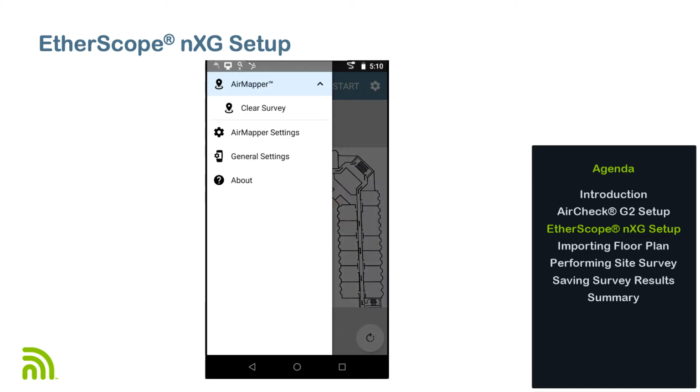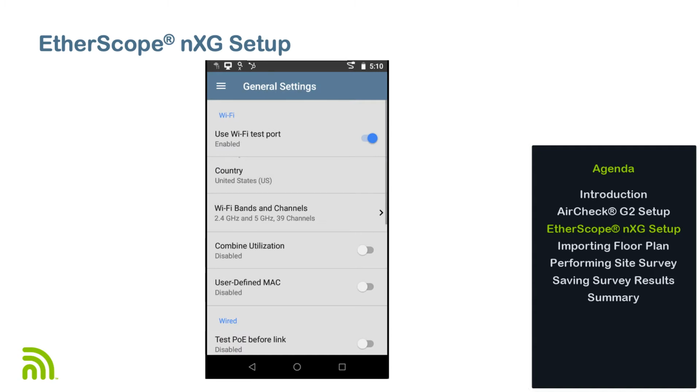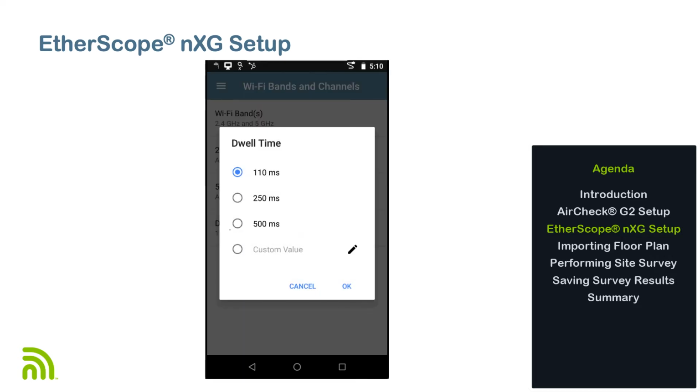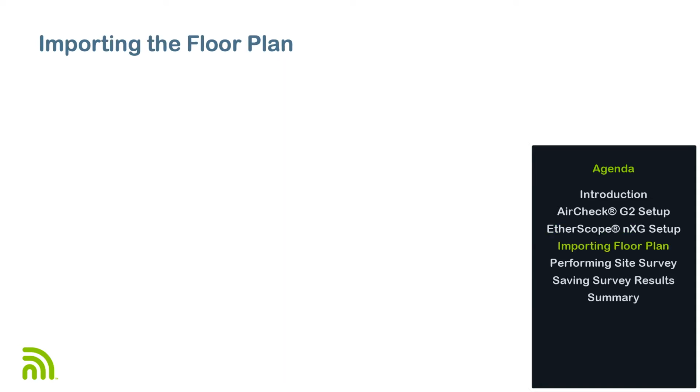I'll start by tapping on the menu icon. Then I'll go to General Settings and Wi-Fi Channels and Bands. As with the AirCheck G2, it is from here we can select which channels will be scanned. On the EtherScope nXG, the time that is spent scanning on each channel is known as the dwell time, instead of the channel scan time. As with the AirCheck G2, the dwell time can be increased for better visibility in noisy environments. Now I will copy my floor plan to a USB thumb drive.